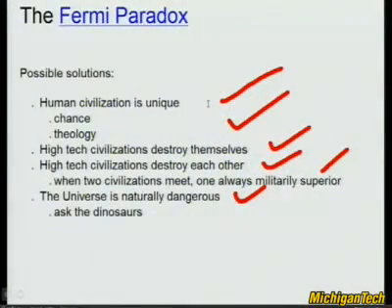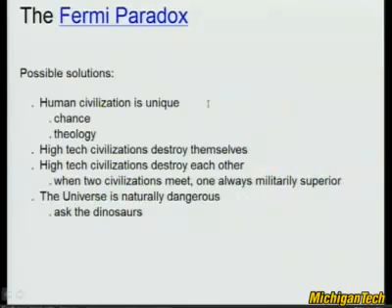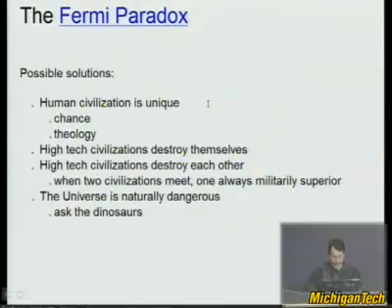So another possibility out of the Fermi paradox is the universe is naturally dangerous. There are supervolcanoes. There are collisions with asteroids and minor planets that could take out human civilization without a problem. And if you don't believe me, just ask the dinosaurs. And if you can't find a dinosaur, well, that's the problem, isn't it?